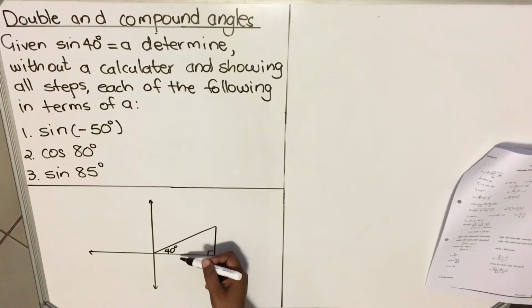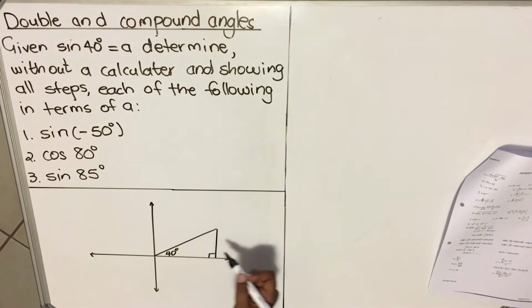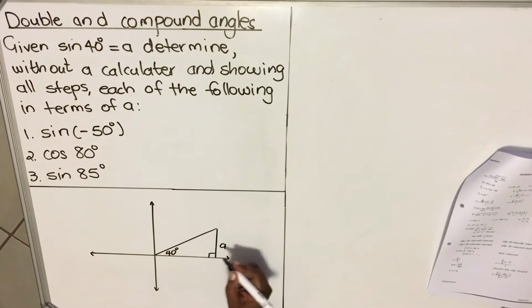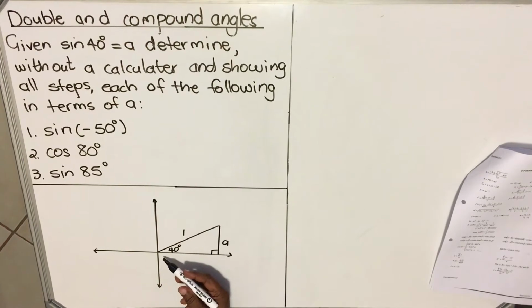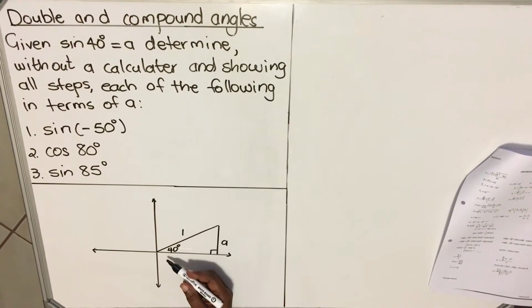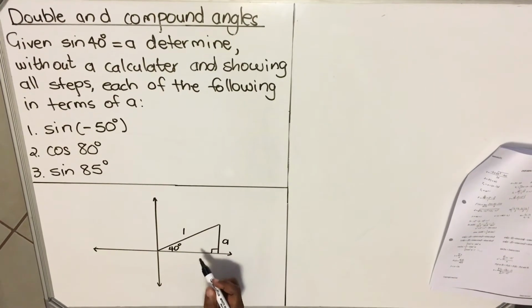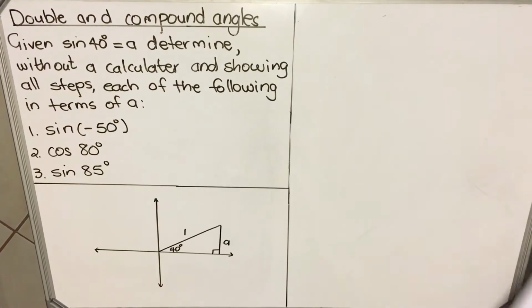So you'll have your angle here, and the ratio is sine. Sine is opposite over hypotenuse, so it's A over 1. It means we have our Y and our R, so we must find our X in this question. This is what I meant, that in every question, you're going to be required to find one.